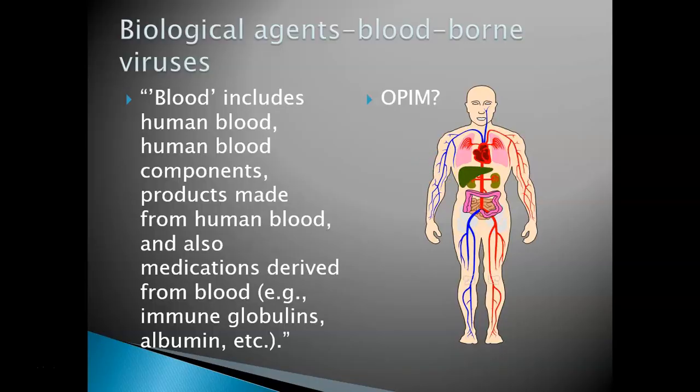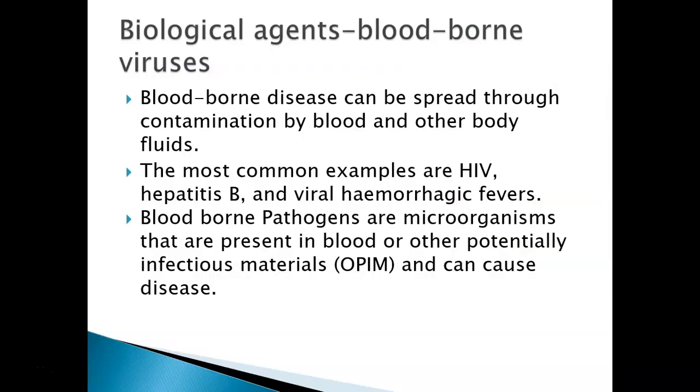Bloodborne diseases can be spread through contamination by blood and other body fluids. The most common examples are HIV, hepatitis B, viral hemorrhagic fevers. Bloodborne pathogens are microorganisms that are present in blood or other potentially infectious material, OPIM, and can cause diseases.